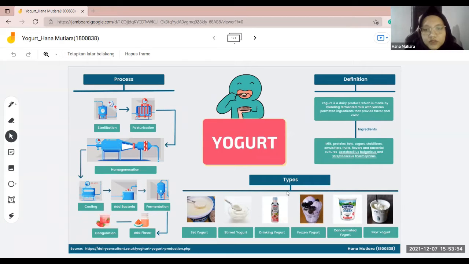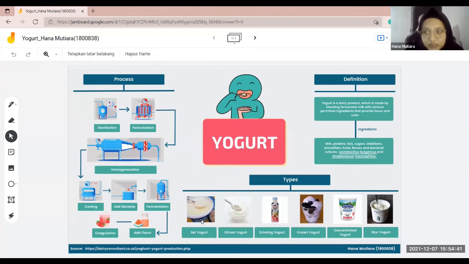And then I would like to explain about the types. As you can see here, there are 6 types of yogurt. First, there is set yogurt. What is set yogurt? Set yogurt is the type of yogurt which goes through the incubation process, and it will be cooled in the package. This yogurt is characterized by a firm, jelly-like texture. The incubation needs a temperature of around 44 degrees Celsius, and the process takes about 5 hours before it moves into the cold store.